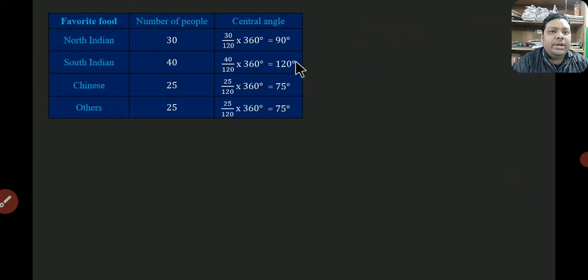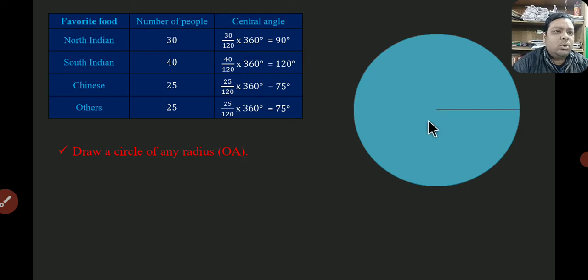So in the next slide you can see here. Now at first what will we do? We will draw a circle of any radius. We can name it OA, O here, A here. Okay. O and A. Now after that, what will we do?